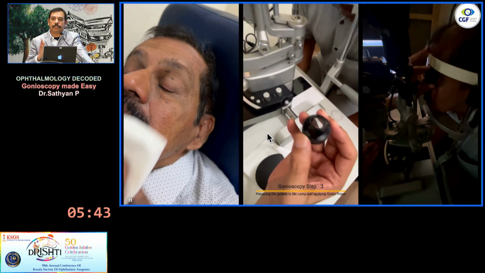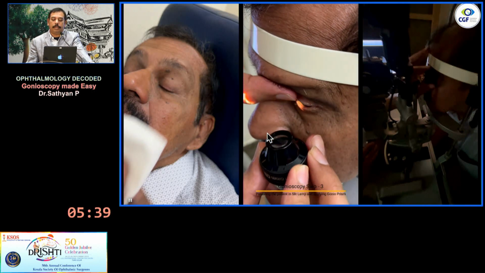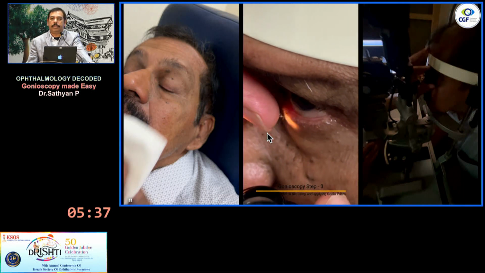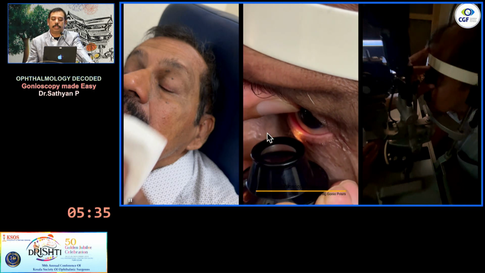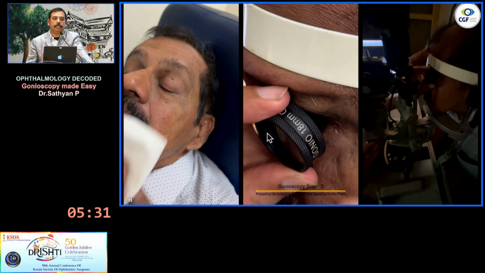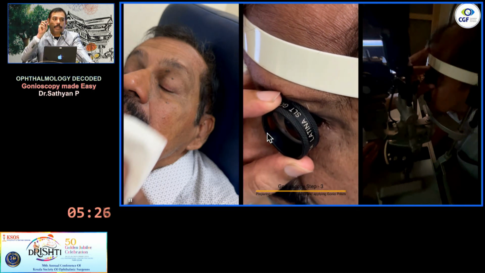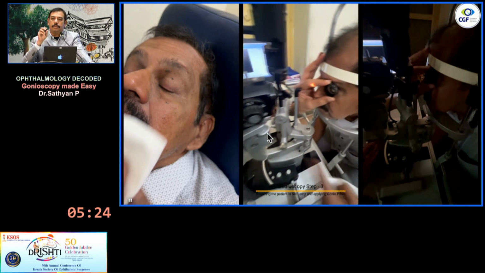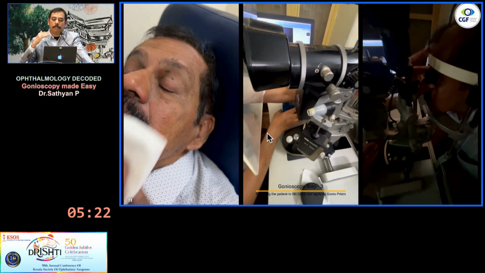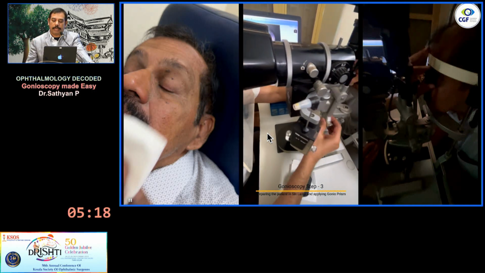So the angle is very comfortably visible for you. When you are taking the view, ask the patient to look up, that is very important. Just make sure that you see the lower part of the sclera comfortably, and then just push it in, and then rotate the lens so the mirror is on the top. The reason is the broadest or the widest angle is the inferior angle, so start seeing the inferior angle first.